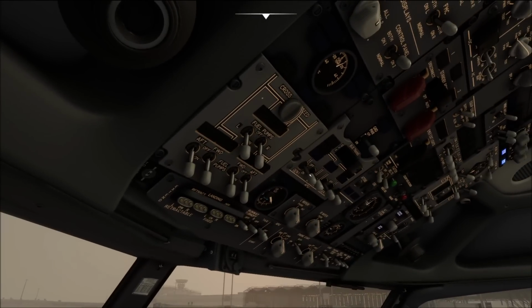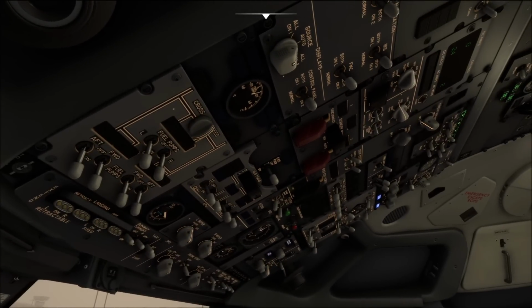procedure. The generators are on, APU is off, start switch is in the continuous. Probe heat should be on already if you had encountered freezing conditions on the ground. Engine anti-ice only, as we have de-iced our aircraft prior to pushback. If the aircraft has not been de-iced, always use the wing anti-ice prior to taxi out on the ground when you're using the engine anti-ice as well. Taxi auto.